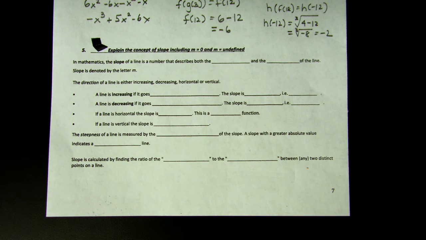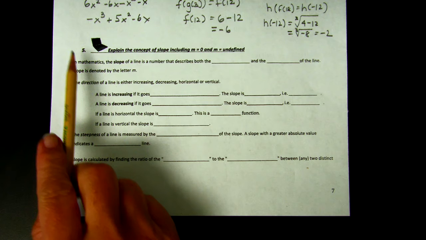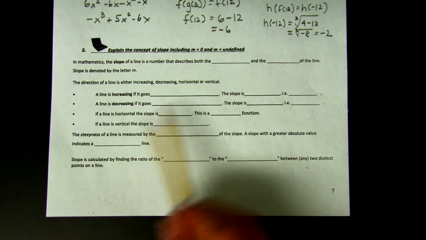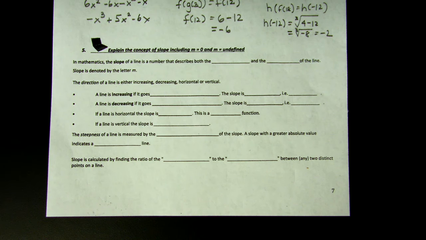Okay, concept number 1.5 is explaining the concept of slope, including m equals 0 and m equals undefined. Hopefully, this is like second nature to you at this point in your mathematical career. In mathematics, we know that the slope of a line is a number that describes two things about the line.